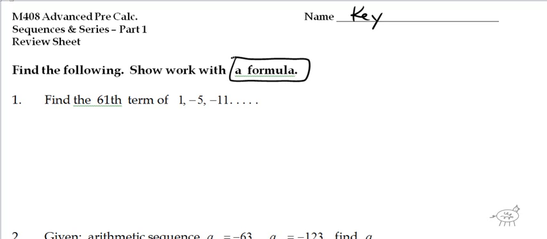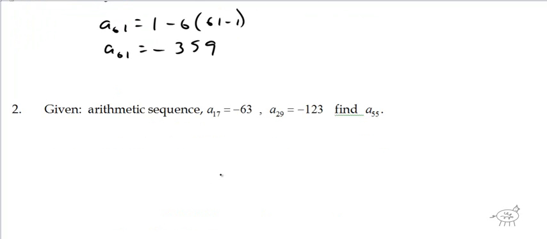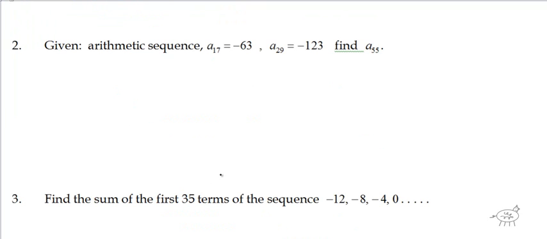Alright, so anyway, find the 61st term of 1, negative 5, negative 11. Always have to determine is it geometric or arithmetic. Of course, you see this one is arithmetic. d comes out to be negative 6, so a sub 61 is a sub 1 plus d times 61 minus 1, which is negative 6 times 60. So a sub 61 is negative 359. Pretty easy.